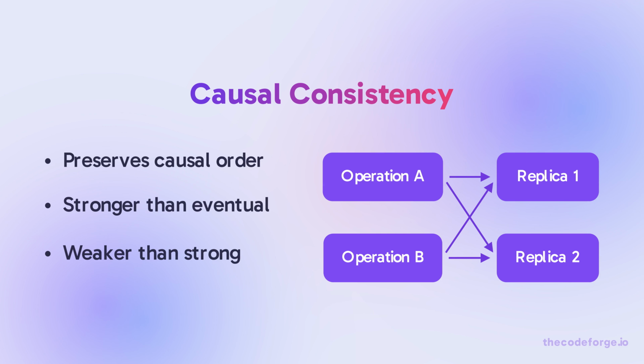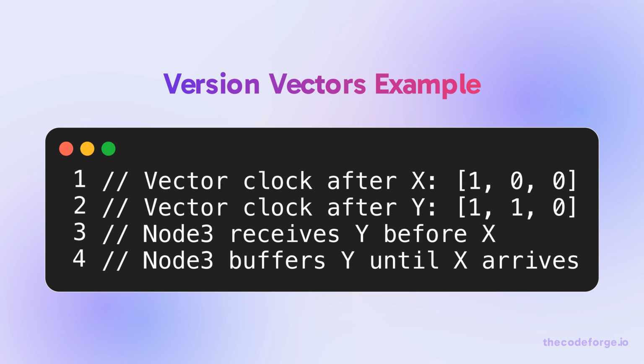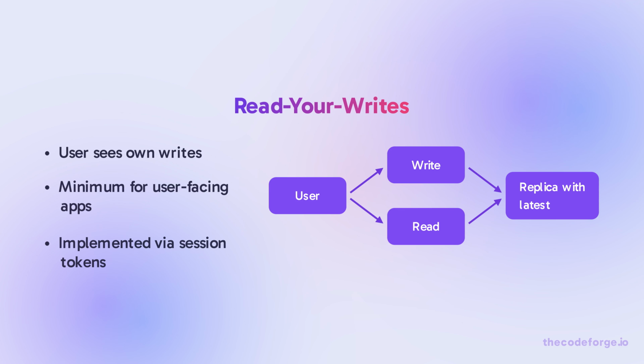Causal consistency ensures that causally related operations are seen in order. If a user posts a comment then likes it, all replicas see the comment before the like. Unrelated operations can be reordered. Each operation carries a vector clock. If a replica receives a later operation before its dependency, it buffers it until the dependency arrives. This ensures causal order.